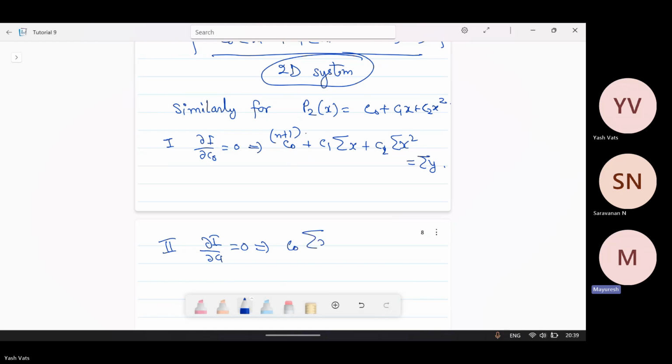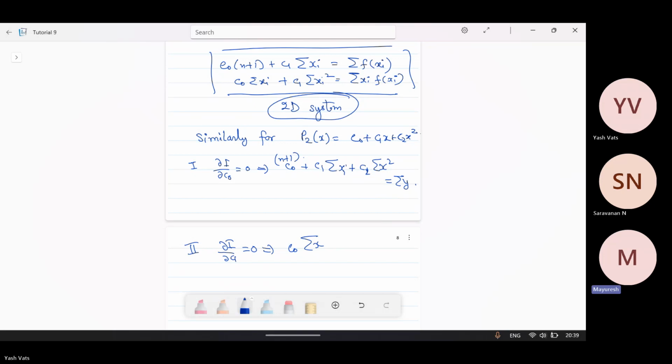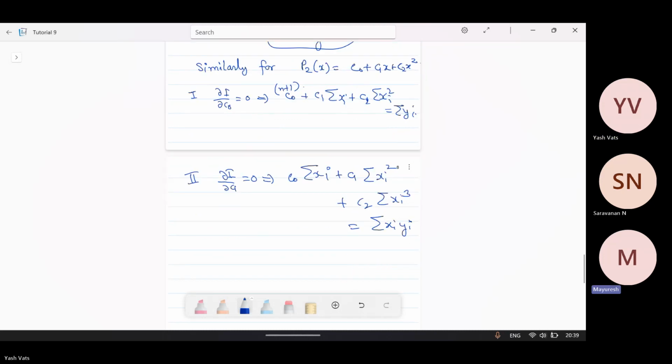So there should be some pattern, you see. Yes, there is a pattern. It is just something like x is multiplied further. Let's try. C0 summation xi plus c1 summation xi square plus c2 summation xi cube is equal to summation xi yi.